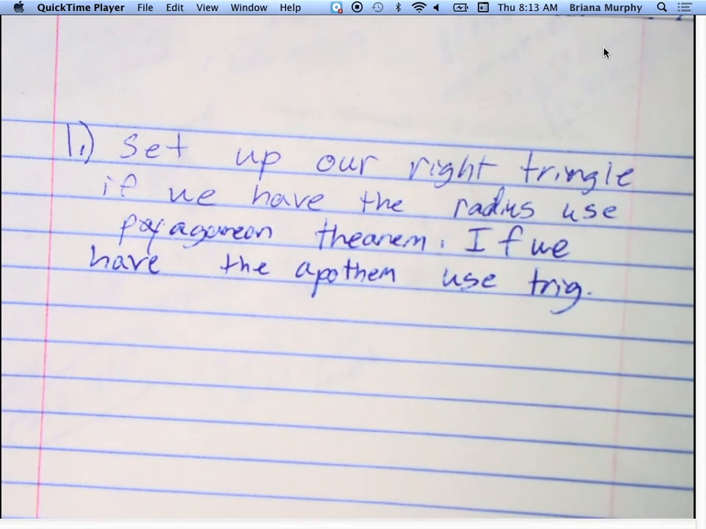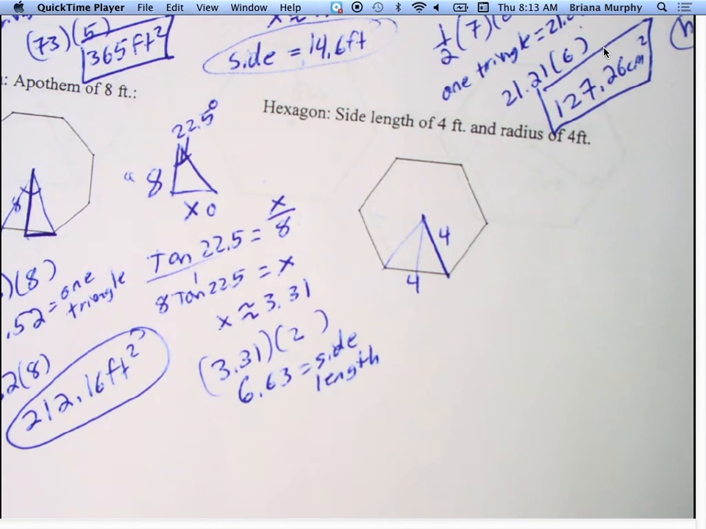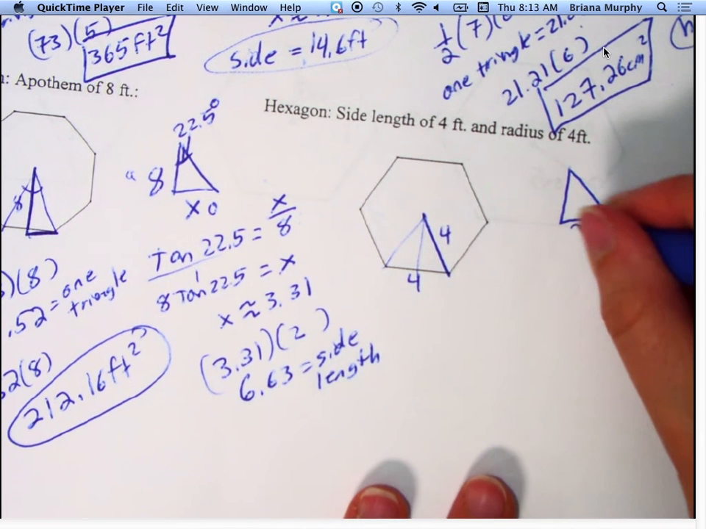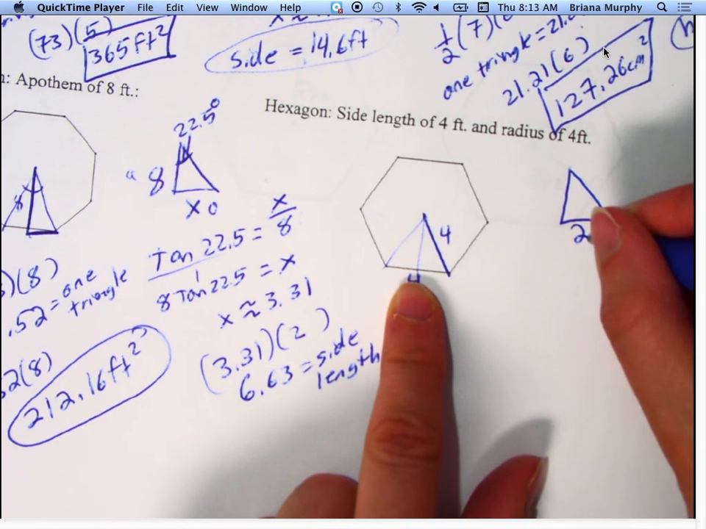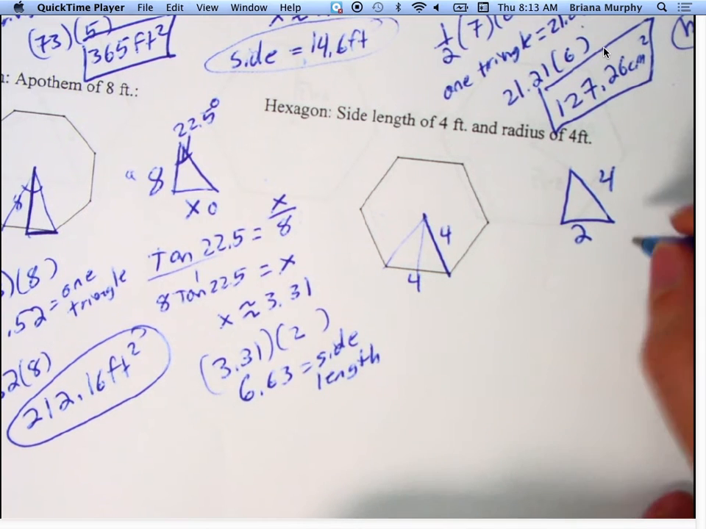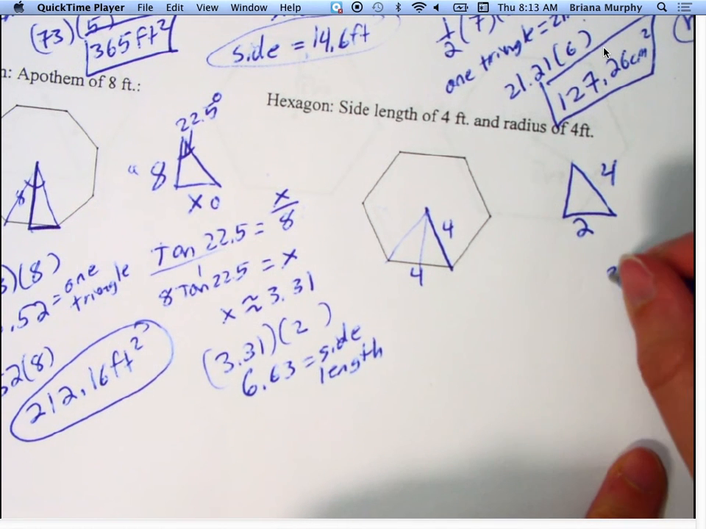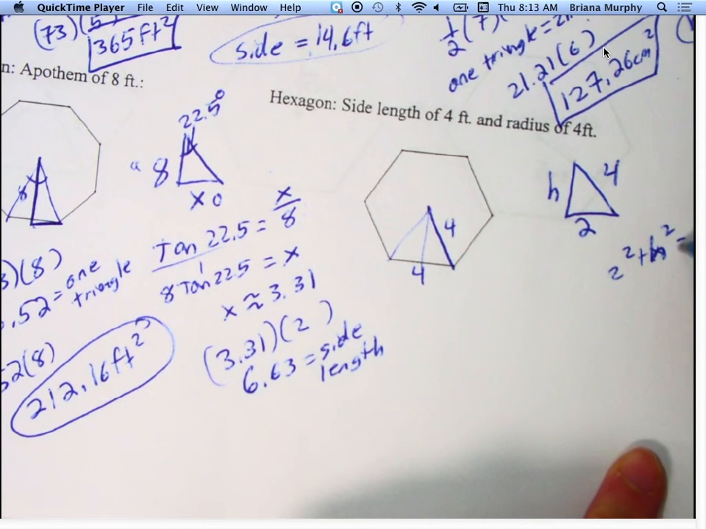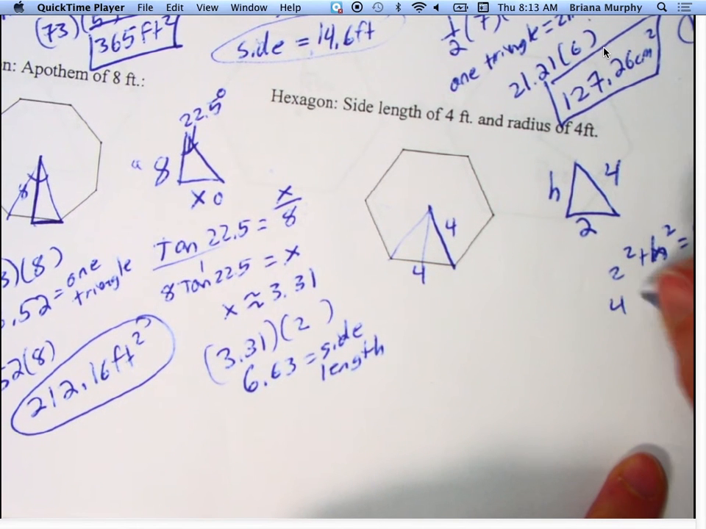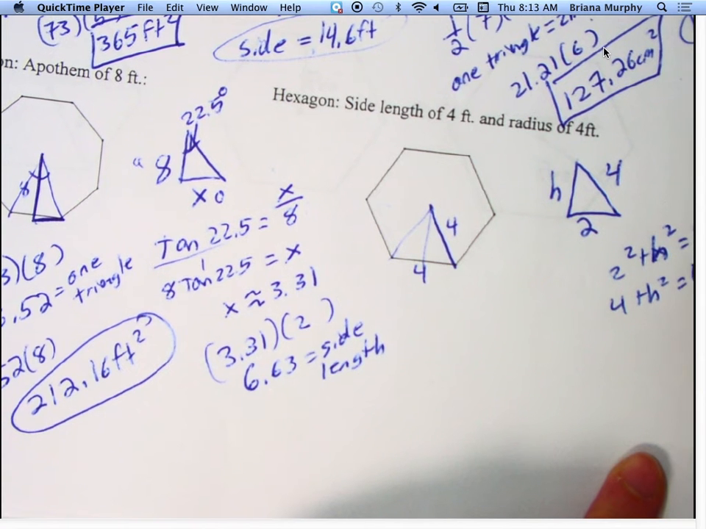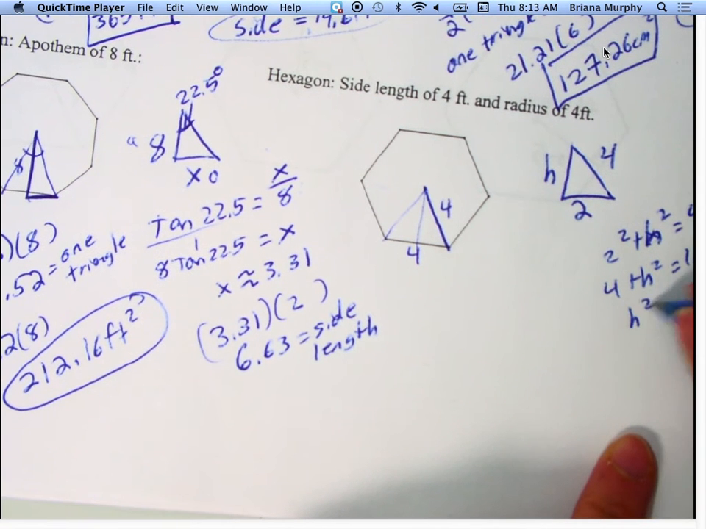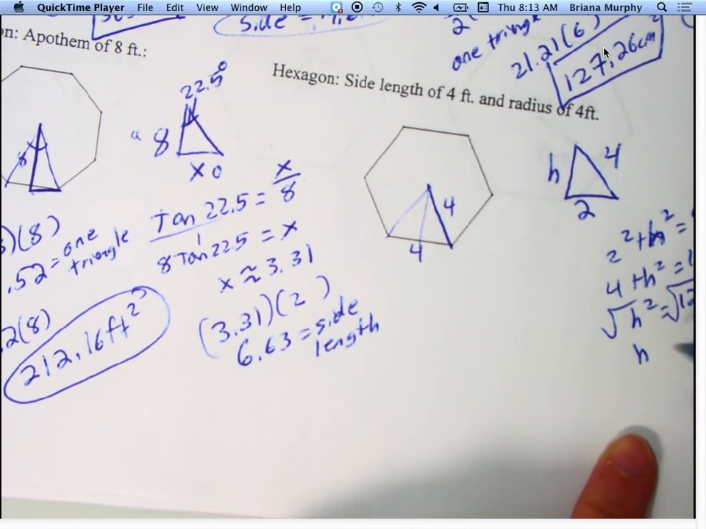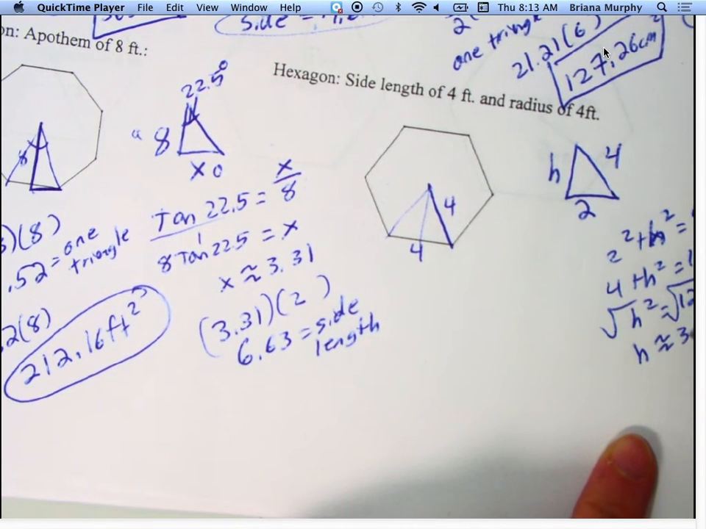Okay, step 1. So we're going to make our triangle. We know one side length is 2, right, because I split it in half. The other side is 4. So 2 squared plus x, or height, squared equals 4 squared. So 4 plus height squared equals 16. So height squared equals 12. So height, because I'm square rooting it, is approximately 3.46.